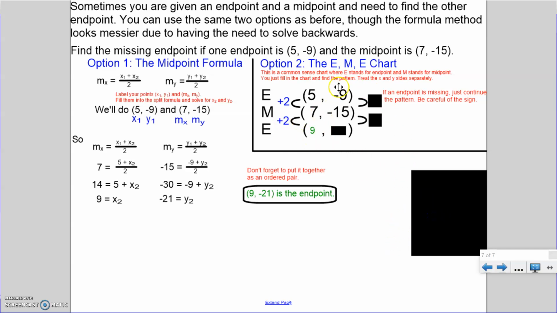Then over here, how do you go from negative 9 to negative 15? Well, you're actually subtracting. You're subtracting 6. You're getting smaller. So I have to maintain that pattern. So minus 6 again. Negative 15 minus 6 gives you negative 21. That's the answer there.